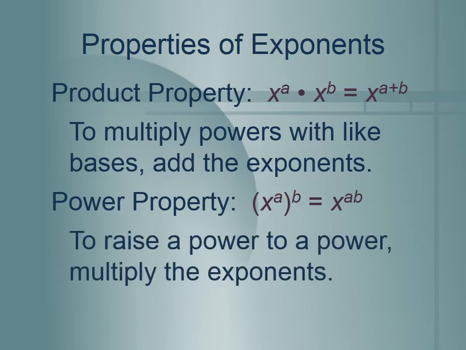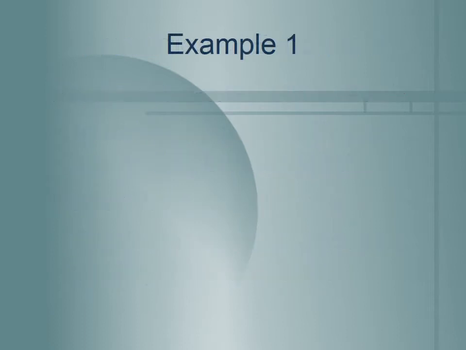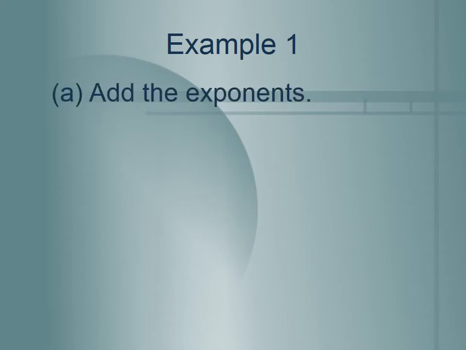So for us, what this property means is that if we raise a power to a power, so exponent and then another exponent, we multiply the exponents. Let's look at an example where we add the exponents. We have x to the fifth times x to the second power. So the bases are the same, so we add the exponents, 5 plus 2, which is 7. So our answer is x to the seventh power.